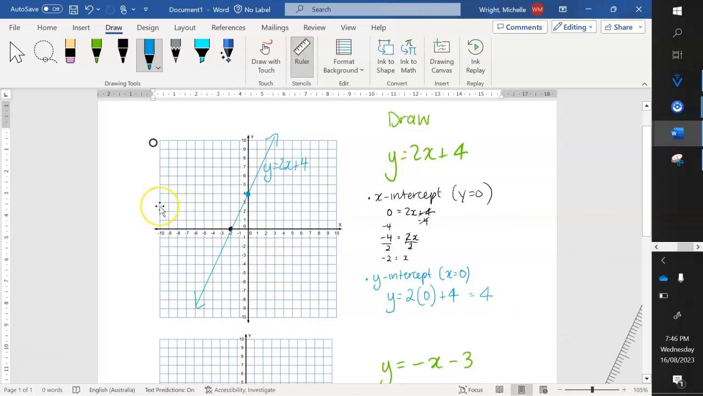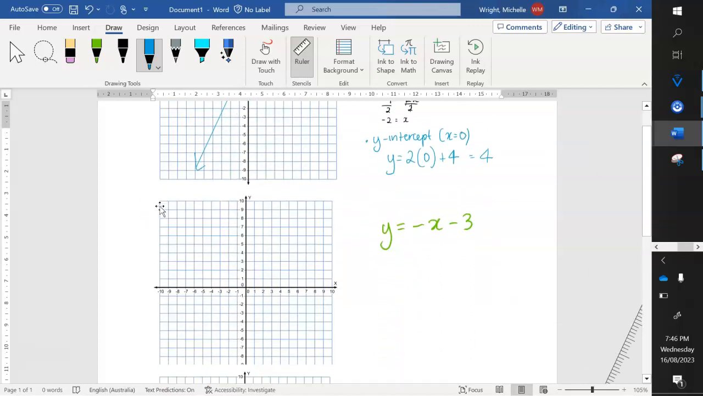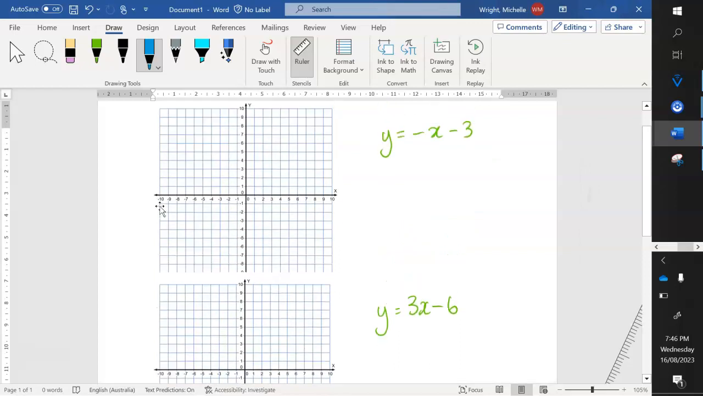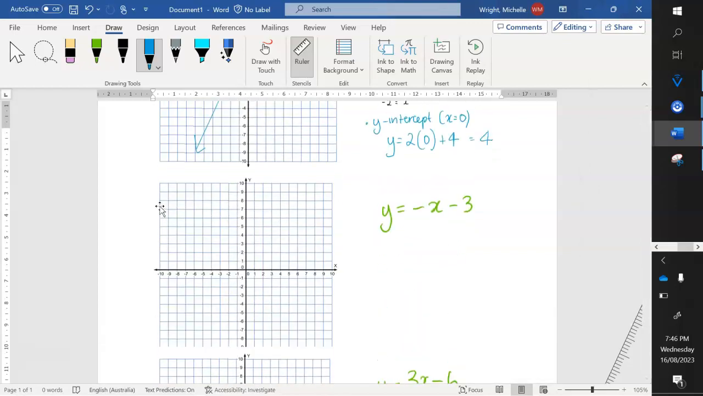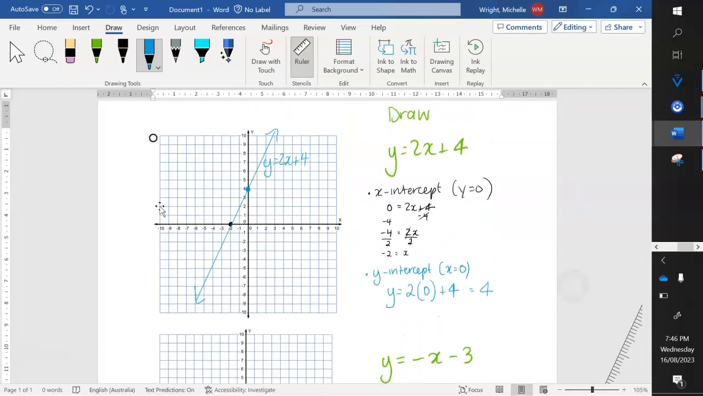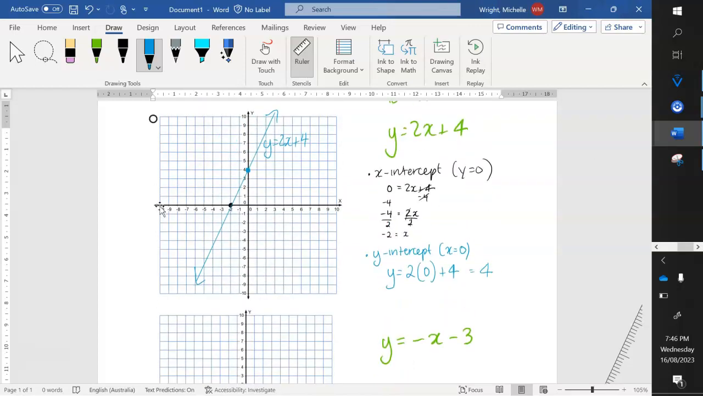Now, I would like you to go and do that for the next 2 lines that are below on your sheet. Exactly the same way, and get 2 points and draw those lines. Once you have finished the stuff on the worksheet, you go back to the OneNote and I'll have left some stuff in there for you to do, and there's also some maths online.